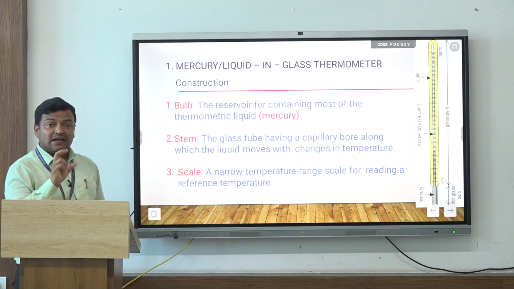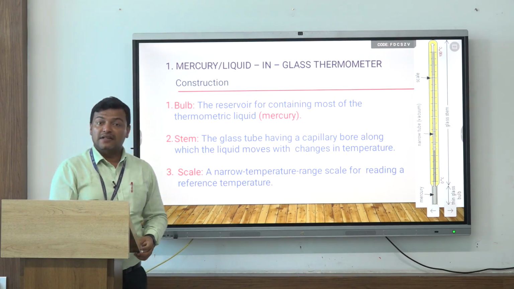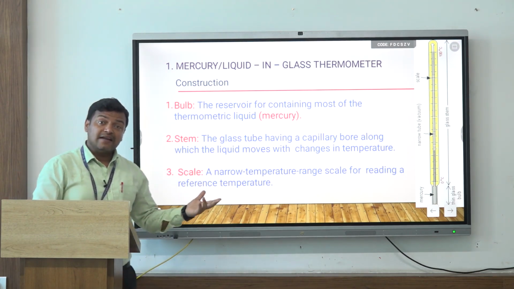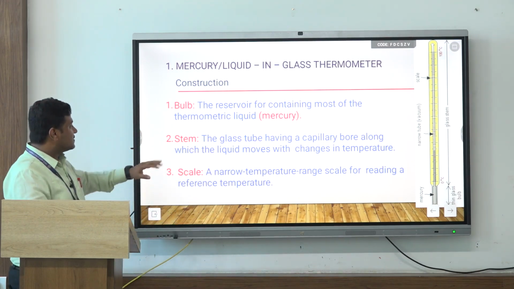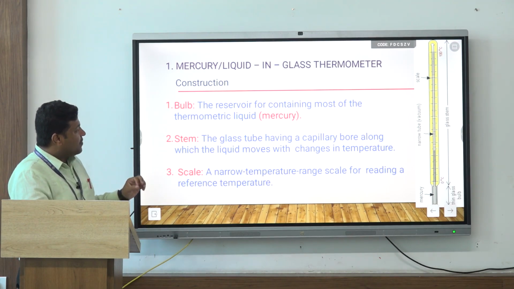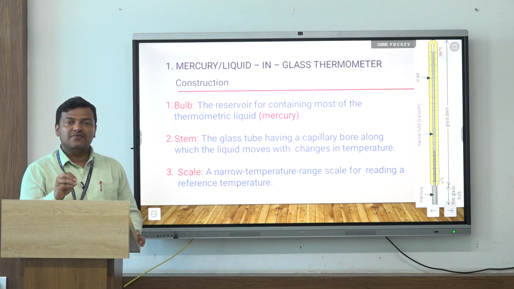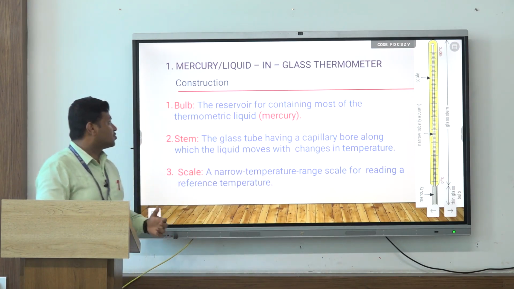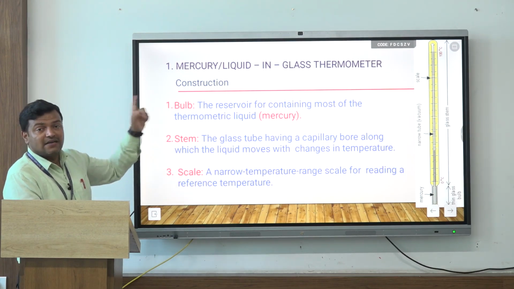These are thermometric, sensitive to temperature. Once they receive the temperature, they absorb it and rise in temperature, the degree of hotness or coldness. The second thing is the stem, the glass tube having a capillary bore along which the liquid moves with changes in temperature. Once the temperature is absorbed by the bottom, which contains mercury and is called the bulb, it will rise in the stem.